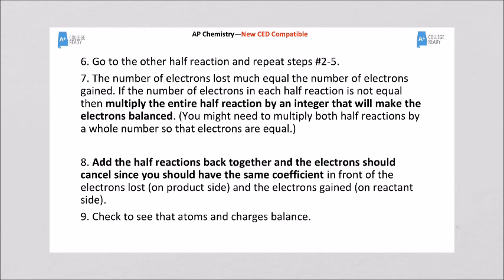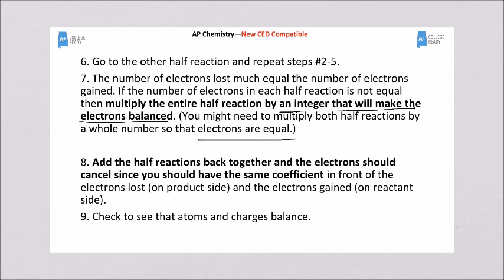And then you'll look at the two halves and see the electrons. Here's the key. One half reaction can't lose electrons and the other half reaction gain more or less. The electrons have to be exactly the same number in both half reactions. So a lot of times they aren't, so how could we adjust for that? Well, we can multiply a half reaction, or sometimes both, by some integer to balance electrons. And again, that's going to change all the coefficients, but our goal here is to make sure the electrons are equal in both half reactions.